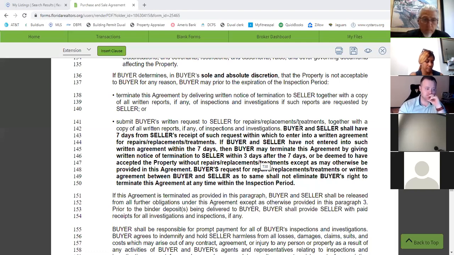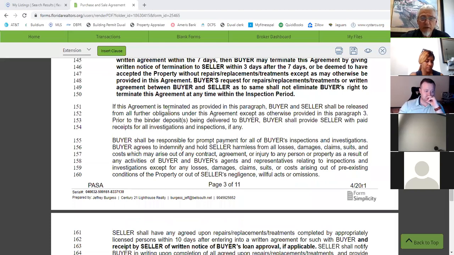Yeah. Okay. If this agreement is terminated as provided by this paragraph, buyer and seller shall be released from all other obligations of the agreement except as otherwise provided in paragraph 3. What's provided in paragraph 3? What are they talking about? Anybody remember? That the buyer has to repair anything as a result of an inspection. That's in paragraph 3.